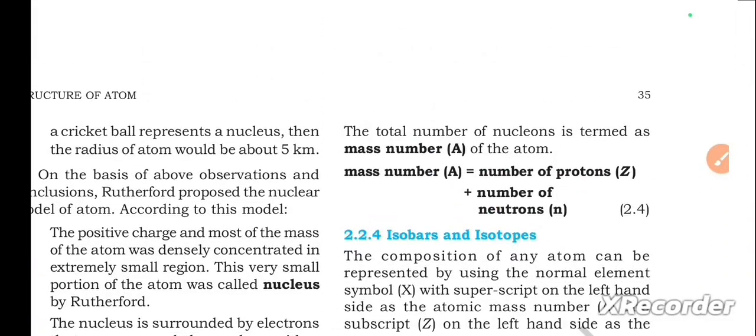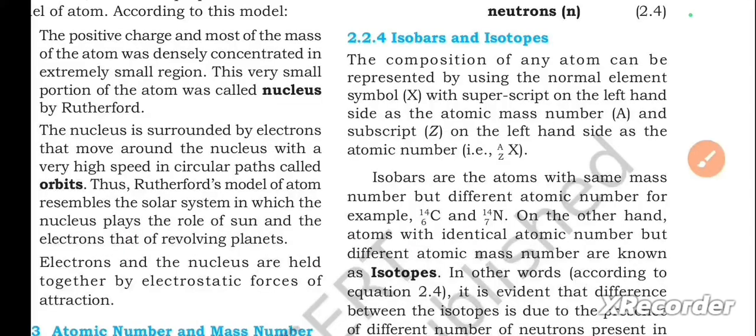The total number of nucleons is termed as mass number, represented by capital A of the atom. Mass number A equals the number of protons Z plus the number of neutrons N.